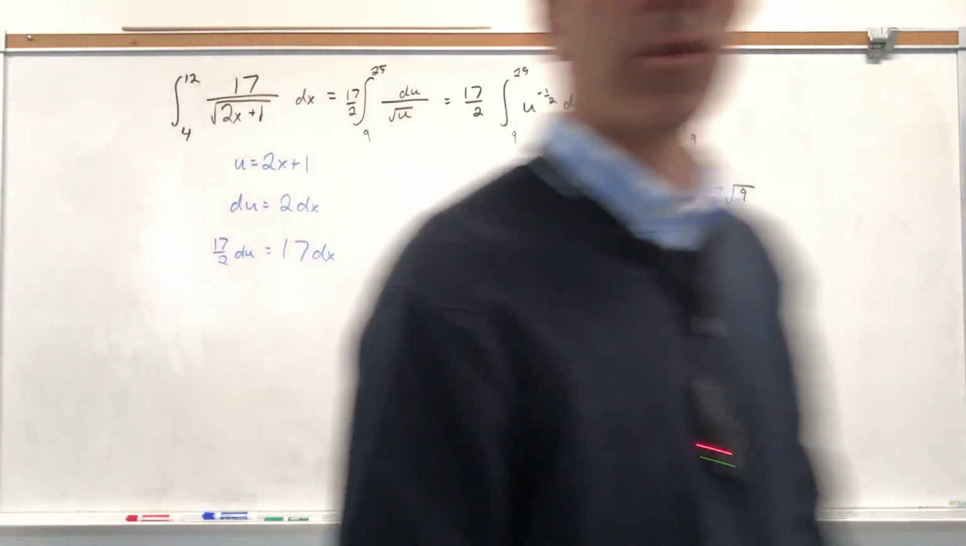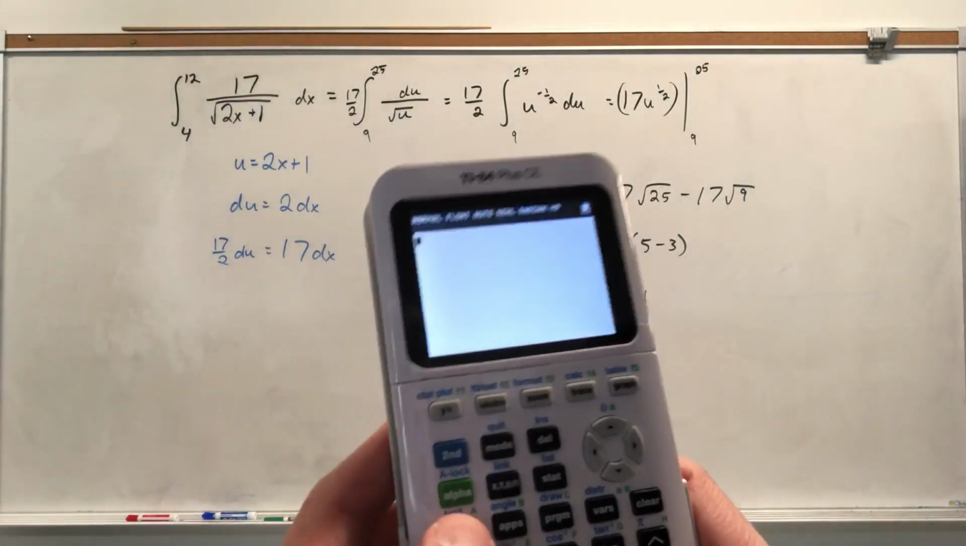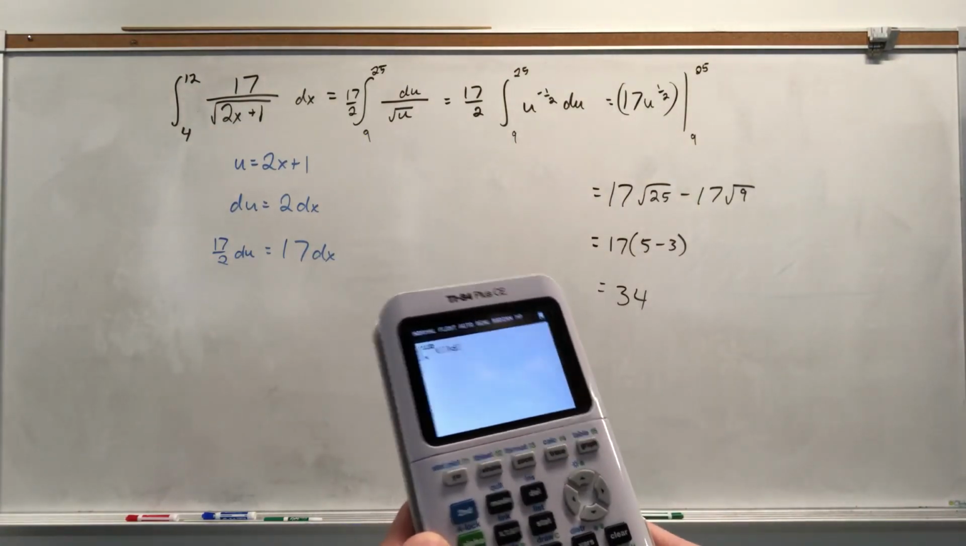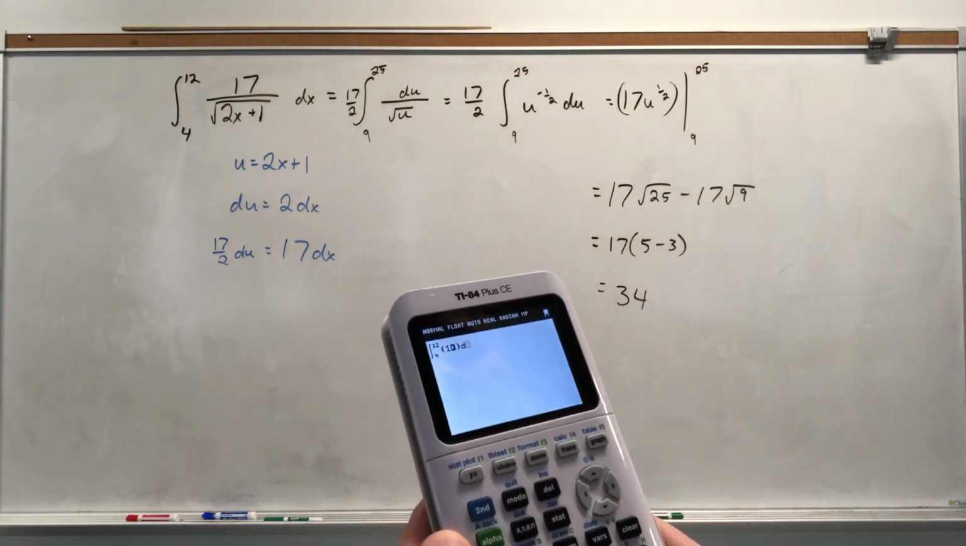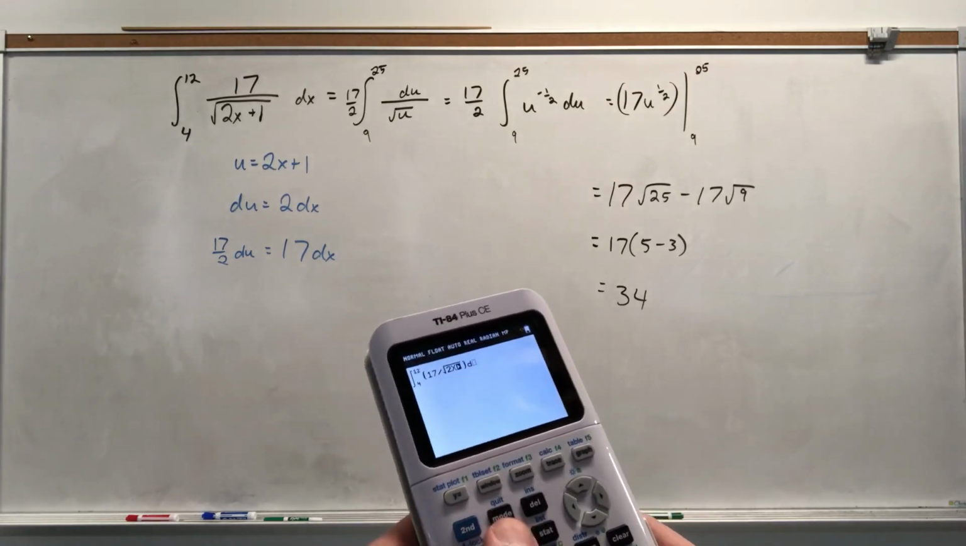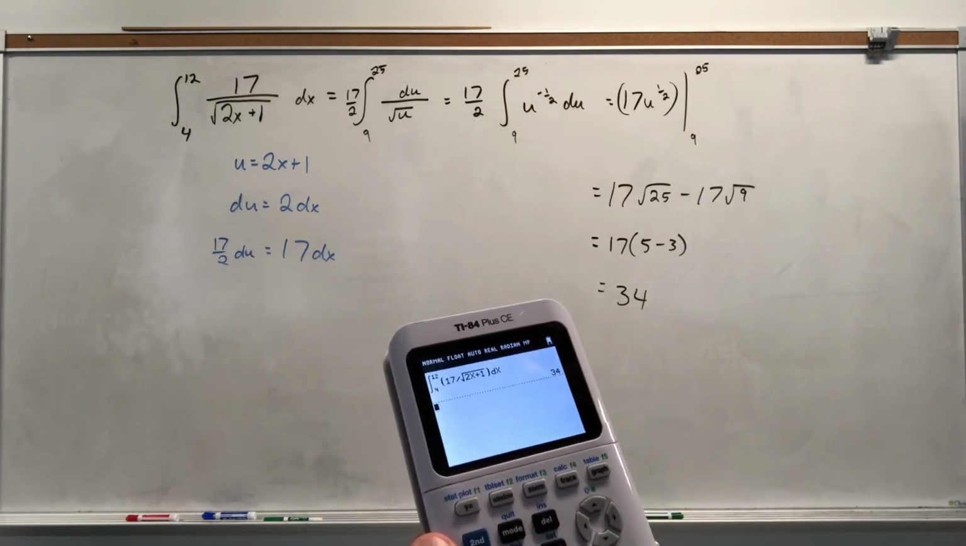I said we would do this without a calculator, but let's confirm our answer. Just a good quick review of how to do this on a calculator. We will press, can you see it? Yeah, math, 9. We're going to go from 4 to 12 of 17 over the square root of 2x plus 1 with respect to x, 34.